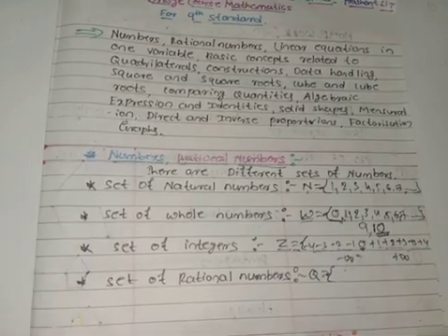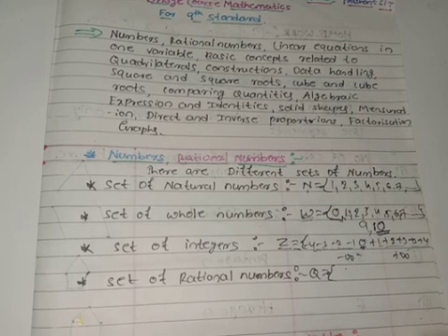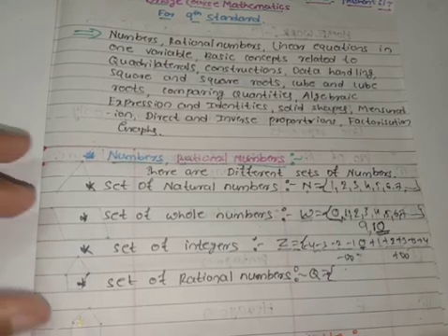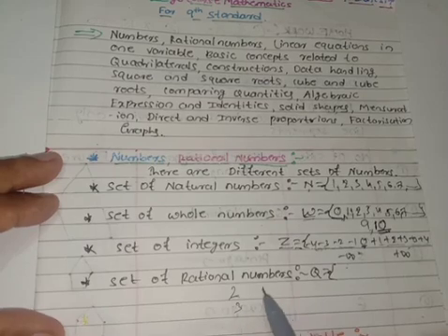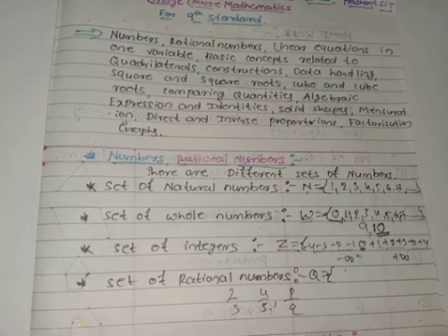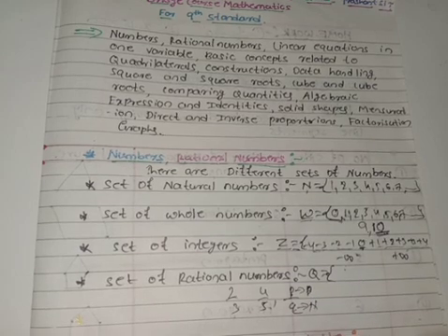Now the set of rational numbers we denote with the letter Q. This is very important, dear students. What does rational number mean? Yes, the numbers which can be represented as a fraction. How do you write a fraction, students? Like 2 by 3, 4 by 5, or in the form of P by Q, with a denominator and a numerator. Yes or no, students?